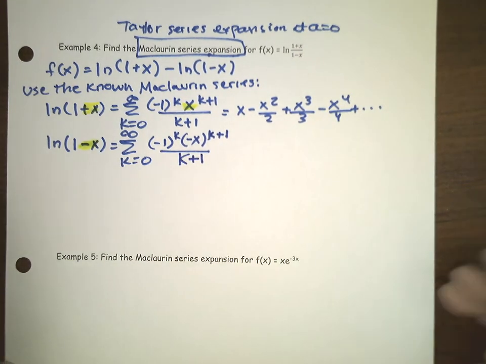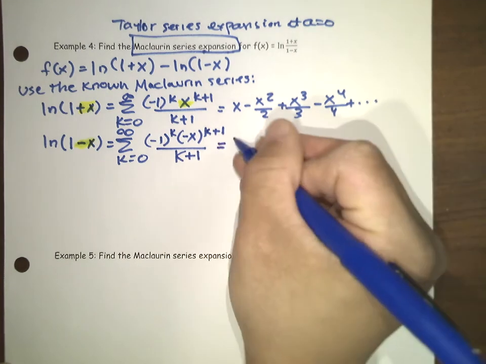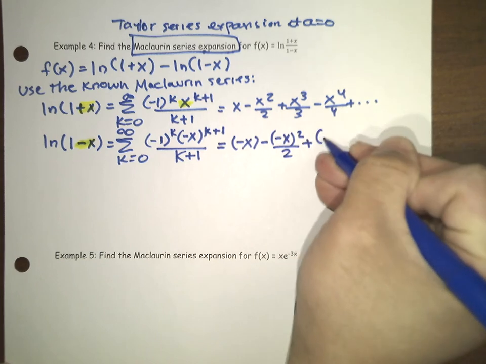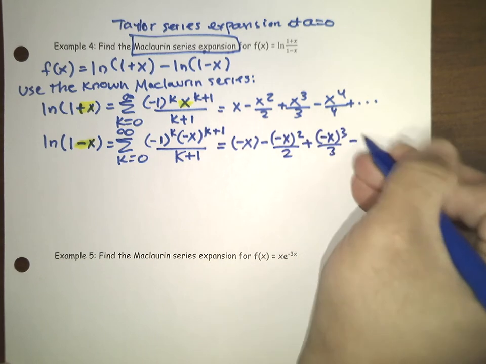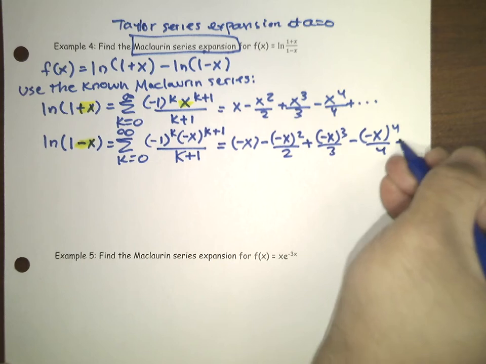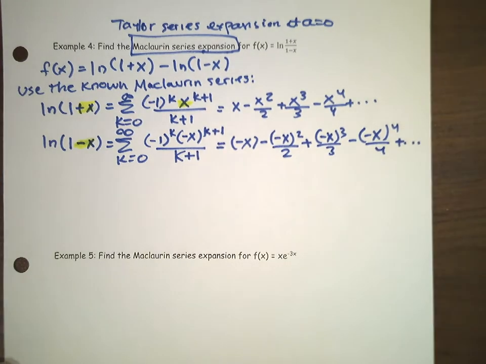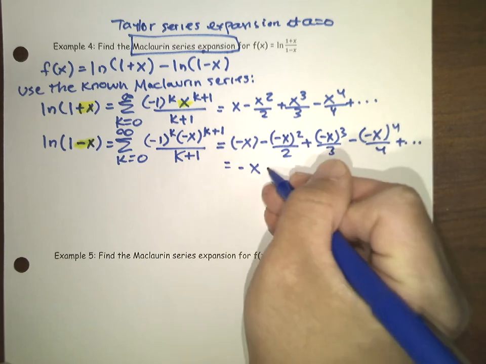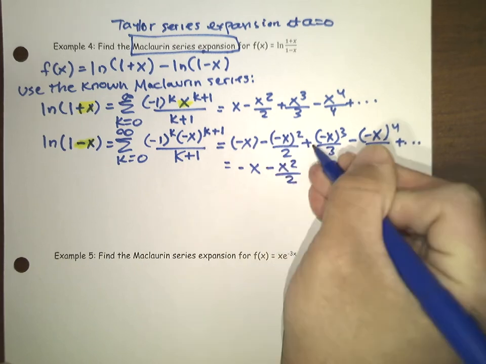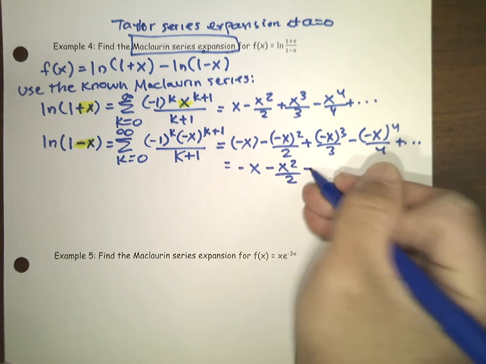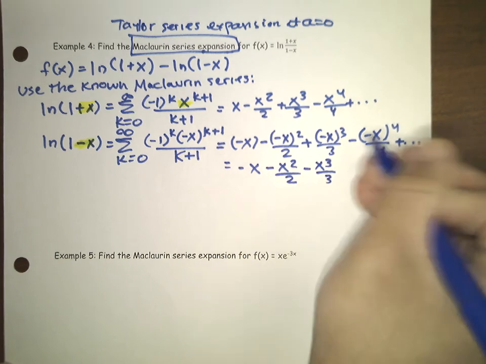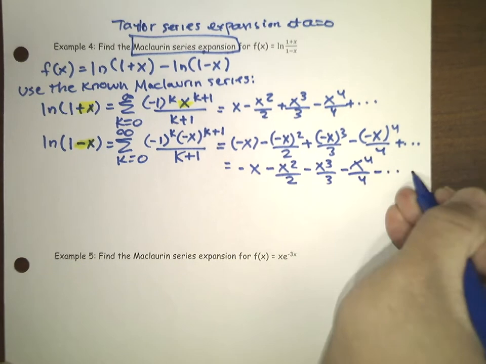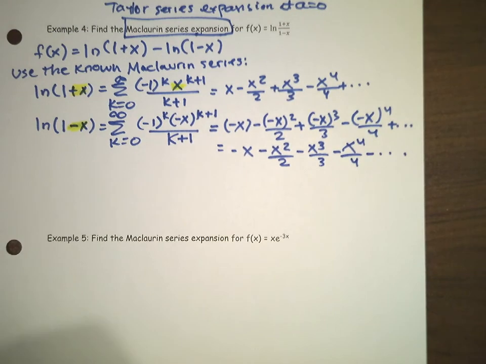So then all we have is negative x minus negative x squared over 2, then plus negative x cubed over 3, then minus negative x to the fourth over 4, and so on. So let's simplify this here. Negative x and then minus negative x squared over 2, that's minus x squared over 2, then plus a negative x cubed over 3 is negative x cubed over 3. And then we have a negative x to the fourth, so negative x to the fourth over 4. And so you see that all of these are going to end up being negative.